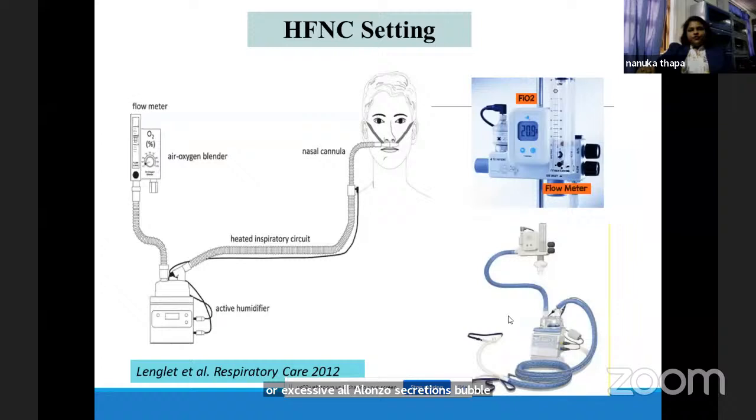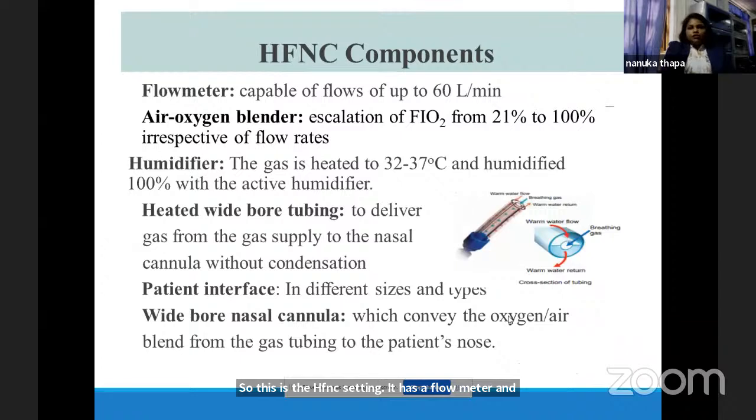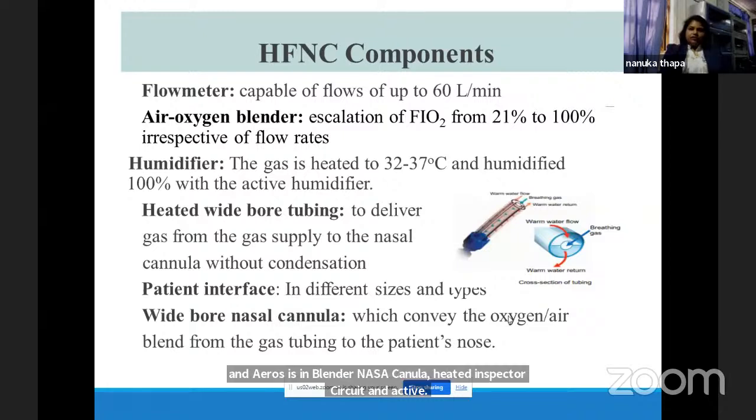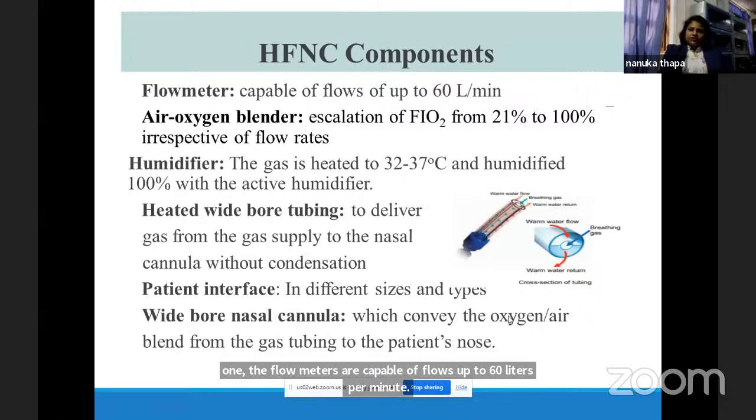So this is the HFNC setting. It has a flow meter, an air oxygen blender, nasal cannula, heated inspiratory circuit, and an active humidifier. So going one by one, the flow meters are capable of flows up to 60 liters per minute. The air oxygen blender escalates the FiO2 from 21% to 100%, irrespective of the flow rates.